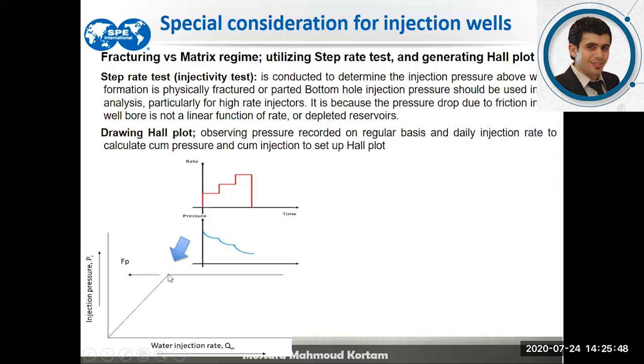So one line represents a matrix injection, while the other flat line represents a fracture injection. So at that time, you may get the fracture point, which is the interception of the low slope line with the high slope line. That interception is the definition and the value that represents a fracturing of the formation.